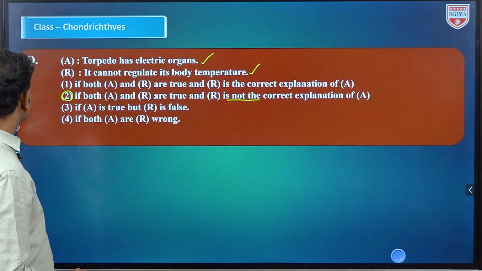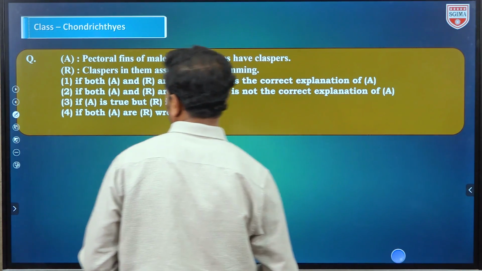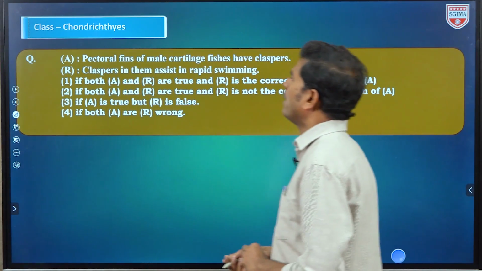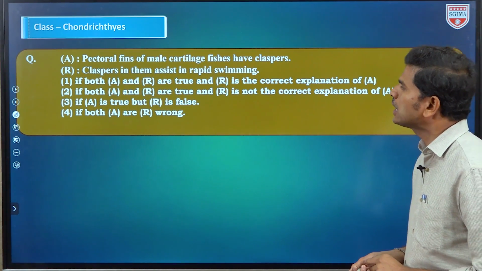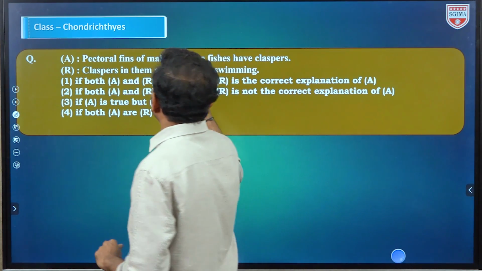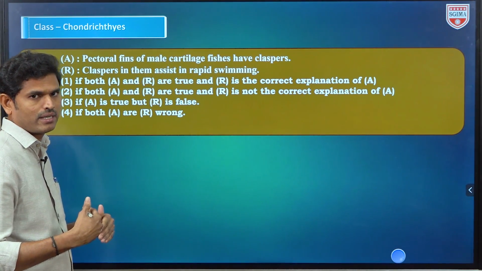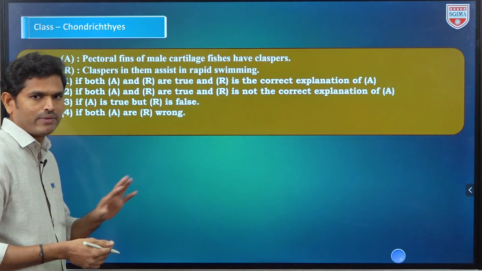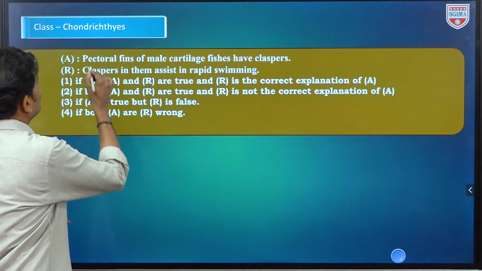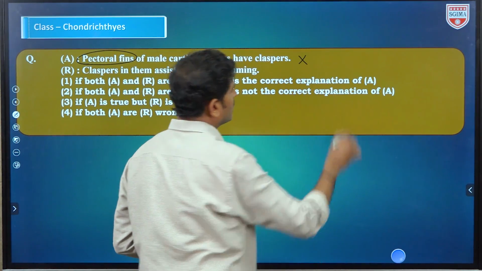Now the next question is again an assertion and reason type. Let us see what is given. Assertion: pectoral fins of male cartilaginous fishes have claspers. Male cartilaginous fishes have claspers, there is no problem, but where are they present, at the base of pectoral or pelvic fins? We already discussed that they are present at the base of pelvic fins, not pectoral fins. Since pectoral is mentioned here, the assertion is wrong.